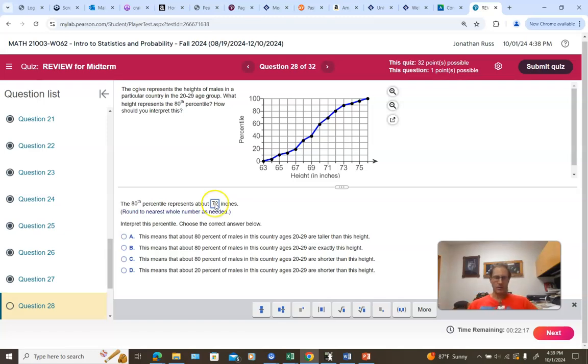Now, as far as how we interpret this, this means that 80% of all men in this age group in this country are going to be shorter than 72 inches. Let's see which one says that. Yeah, it's this one, part C. This means that about 80% of males in this country, ages 20 through 29, are shorter than this height. Okay.